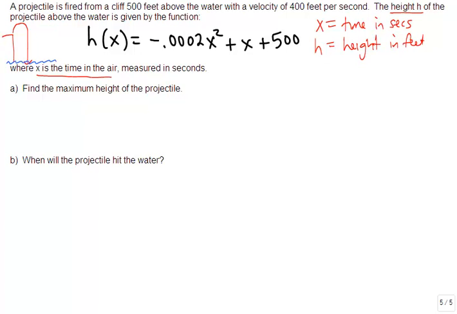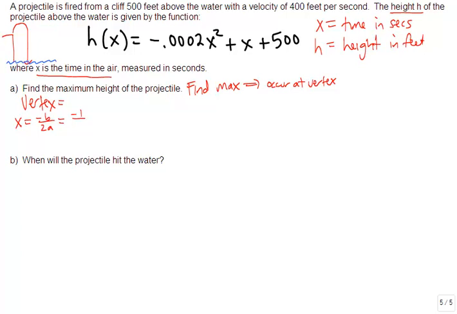So all we have to do for part A is find the maximum, and the max has to occur at the vertex because that's where it always occurs when it's a parabola. The maximum or the minimum is always at the vertex if you're talking about a parabola. So how do you find the vertex? Well, to find a vertex, you're just going to use that minus b over 2a formula. So x equals minus b over 2a.